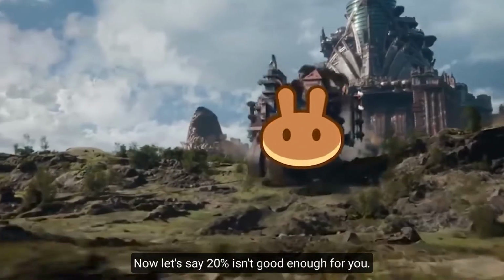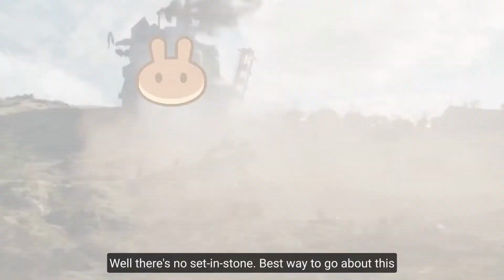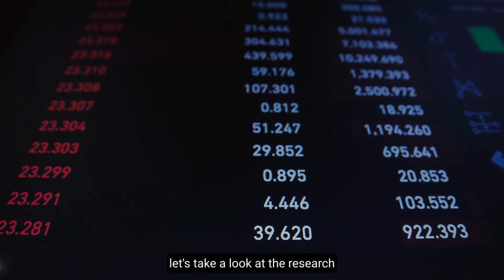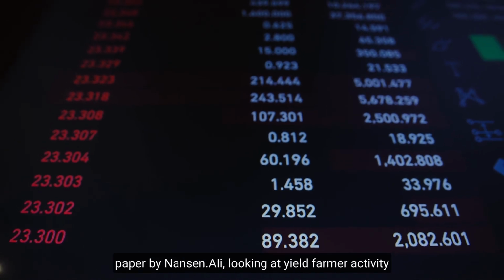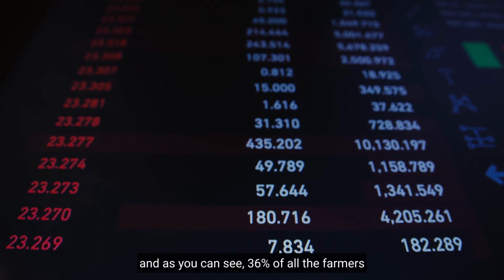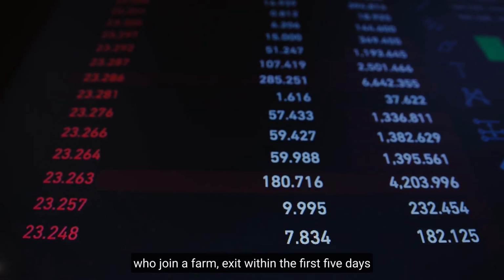Now let's say 20% isn't good enough for you. You want the highest returns possible. Well, there's no set-in-stone best way to go. Let's take a look at the research paper by Nansen AI, looking at yield farmer activity, and as you can see, 36% of all the farmers who join a farm exit within the first 5 days.